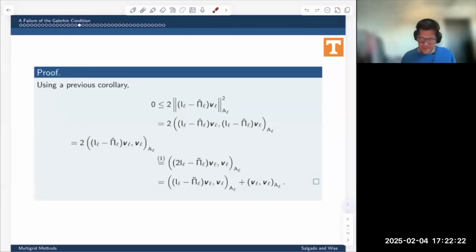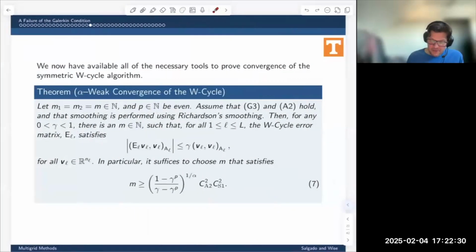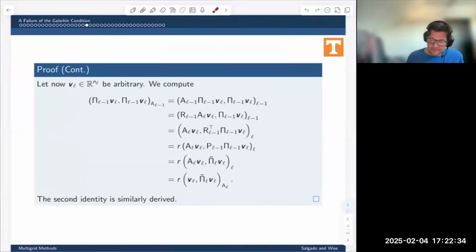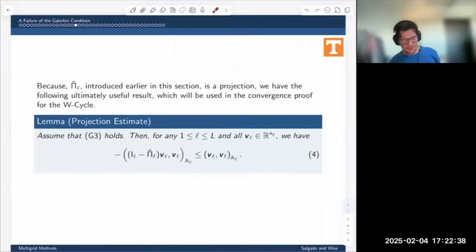All right, so I'm going to stop there, and we'll pick up with these technical lemmas next time. I've got a few more to prove before we get on to our first big result, the alpha weak convergence of the W cycle. All right, I'll stop there and I'll take any questions that you guys have.